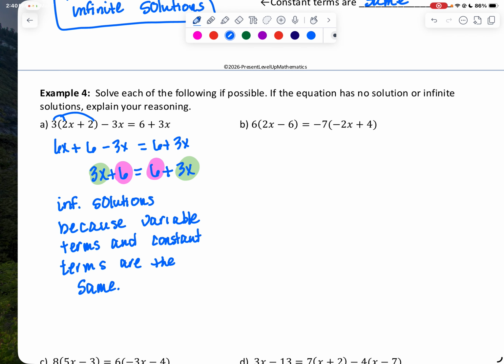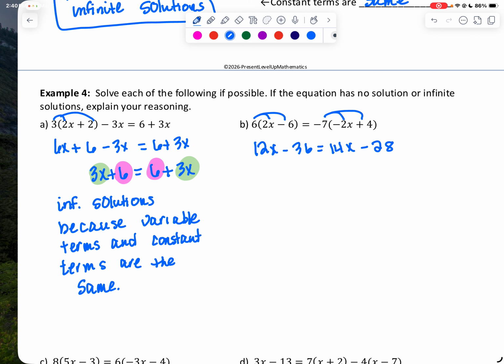All right, welcome back. Let's see how you did. First thing I did was distributed the 6 to get 12x minus 36. Then I distributed the negative 7 to get 14x minus 28. Then I compared my variable terms, 12x and 14x, and I noticed they were different. So if they're different, that means that there's going to be one solution.